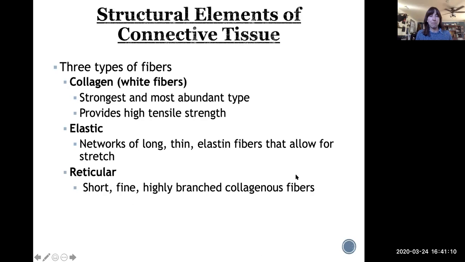So you've got three types of fibers that can be found in the extracellular matrix of a connective tissue. The types of fibers and what the ground substance, the other things the ground substance contains, determine what type of connective tissue we're looking at, okay?